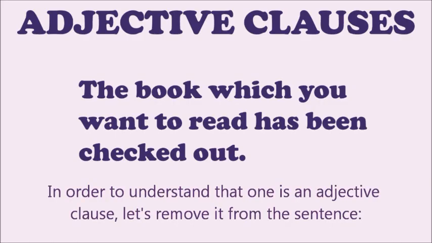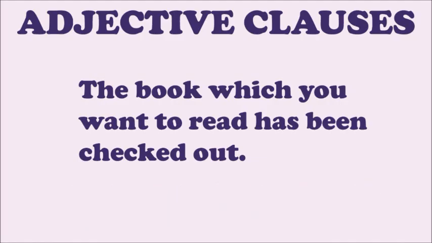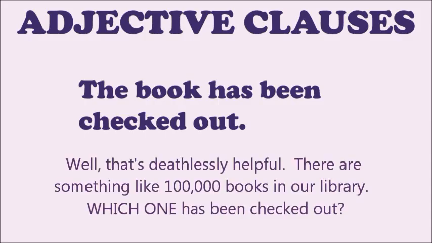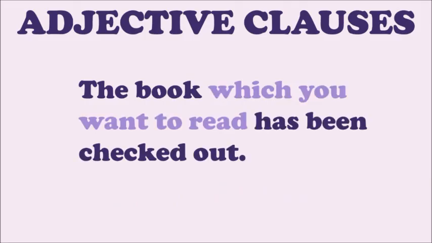In order to understand that one is an adjective clause, let's remove it from the sentence. The book has been checked out. Well, that's deathlessly helpful. There are something like 100,000 books in our library. Which one has been checked out? The book which you wanted to read has been checked out.